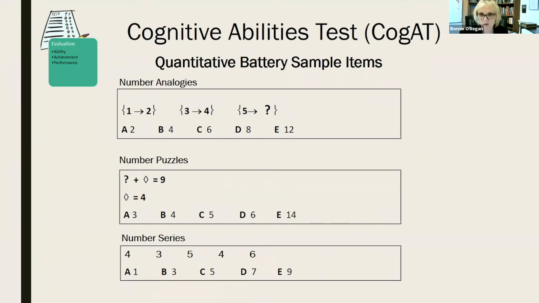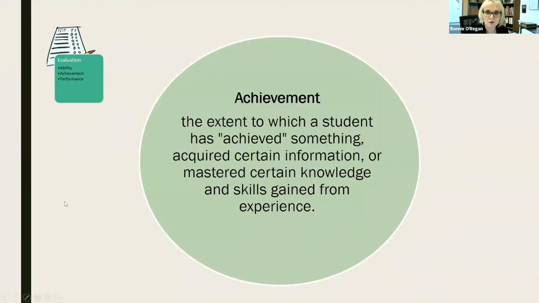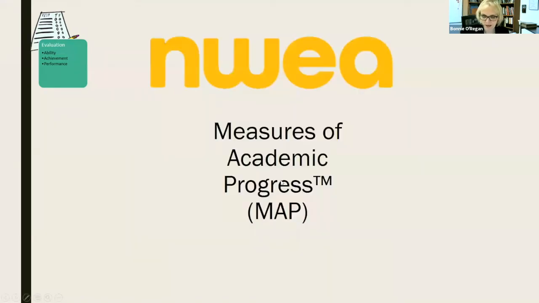Number series: each question contains a series of numbers that follows a pattern. The students identify the rule that the numbers follow, then apply that rule to find the next number in the series. When we look at achievement, we look at what the student has achieved or how they have acquired information. Either they have done this through direct or indirect experiences. The assessment we use here is the NWEA MAP, Measures of Academic Progress.